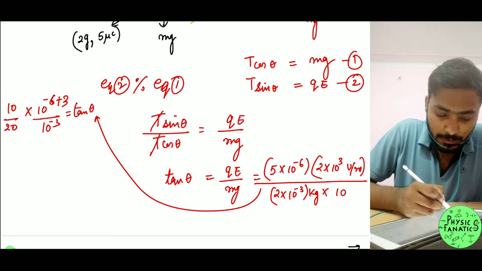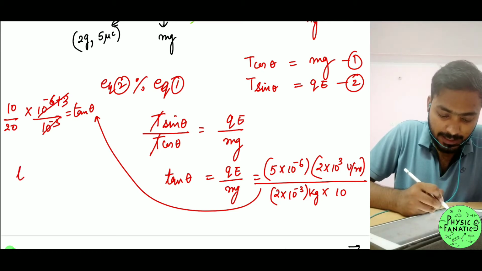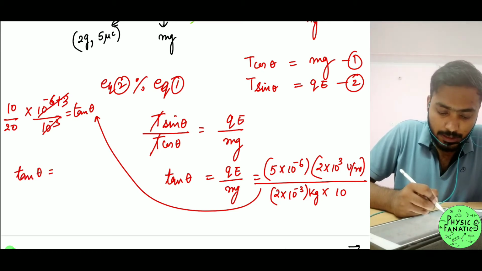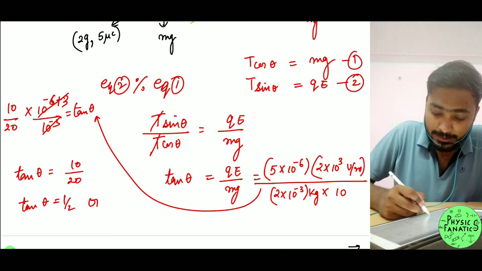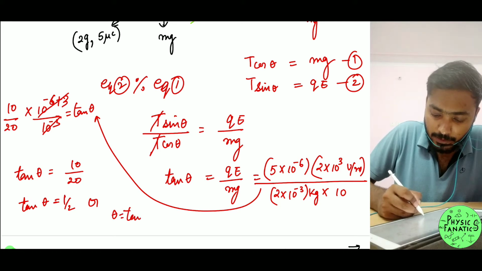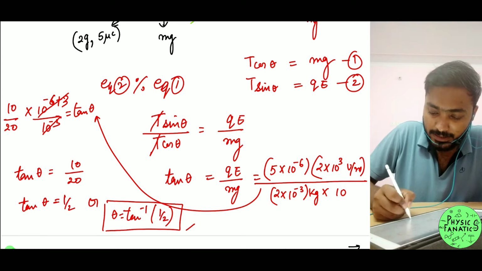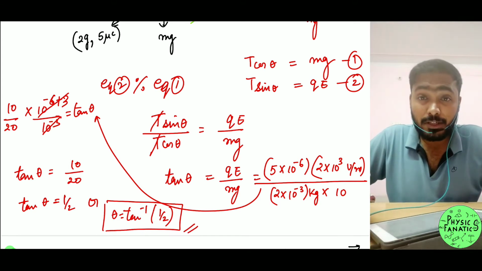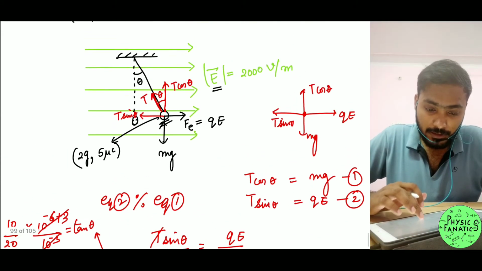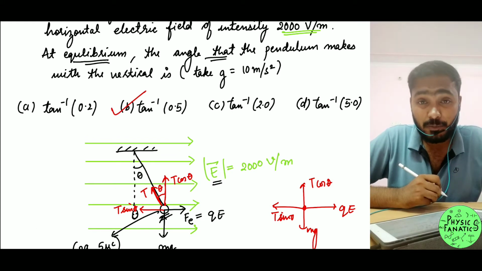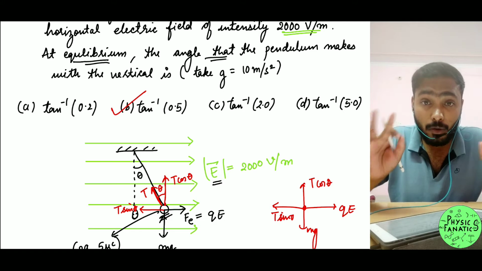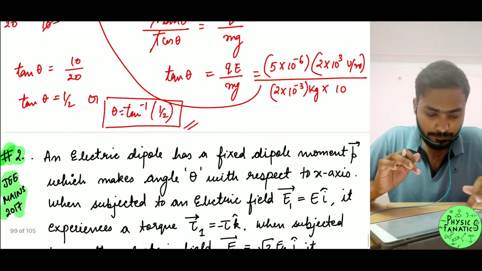Okay, great. So this will cancel out. You will get tan theta is equals to 10 upon 20, or I can say tan theta is equals to half, or I can write theta is equals to tan inverse 1 by 2. I hope that is understandable. Tan inverse 1 by 2, that is 0.5. So I got my answer. Yes, option number B, tan inverse 0.5. I hope that is understandable, right? Okay, let's move to the next one.